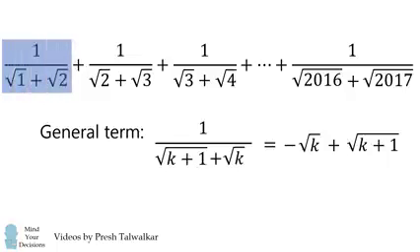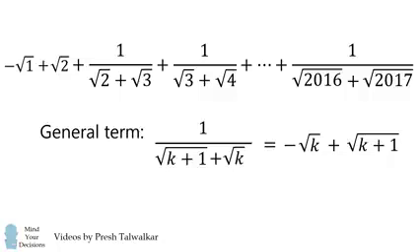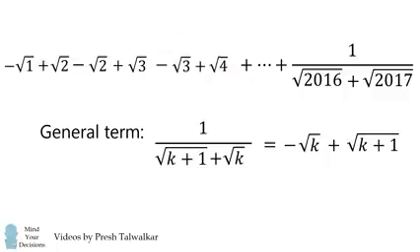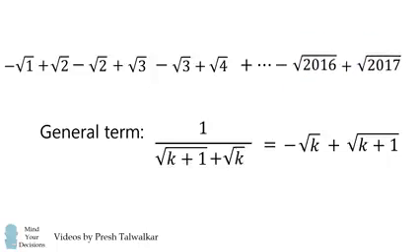For the first term, we're going to end up with negative square root of 1 plus the square root of 2. The next term will be negative square root of 2 plus the square root of 3. This pattern will continue and we keep substituting. What's the point of all this? Well, we're going to get a magical simplification.